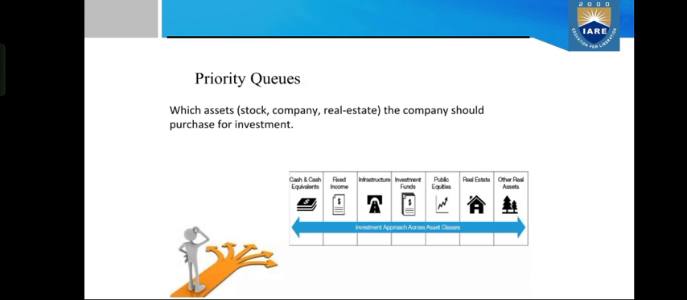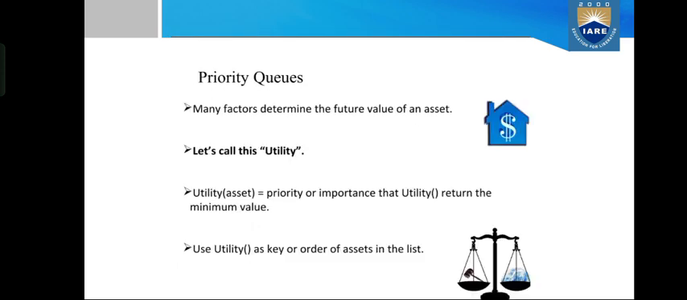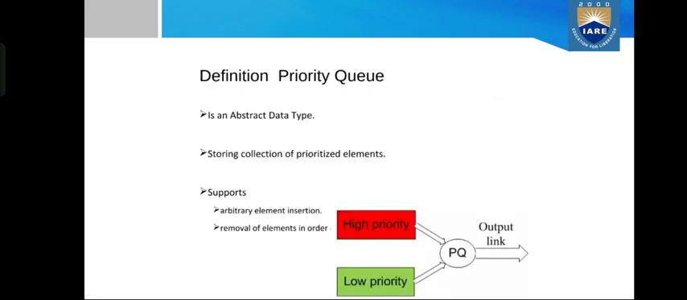A priority queue can assist a stock company in deciding which stocks the company should purchase for investment. Many factors determine the future values of assets. Let's call the utility of an asset its priority or importance, where the utility returns the minimum value. Use utility as a key for the order of assets in the list.